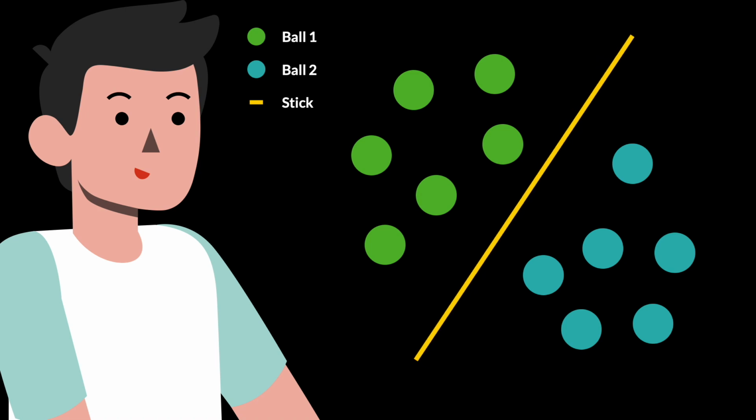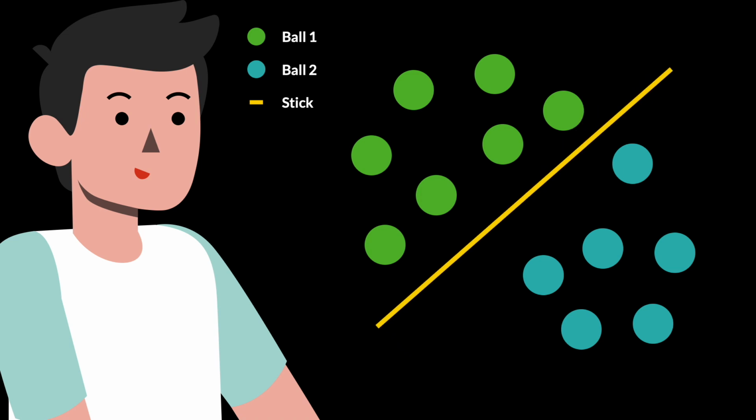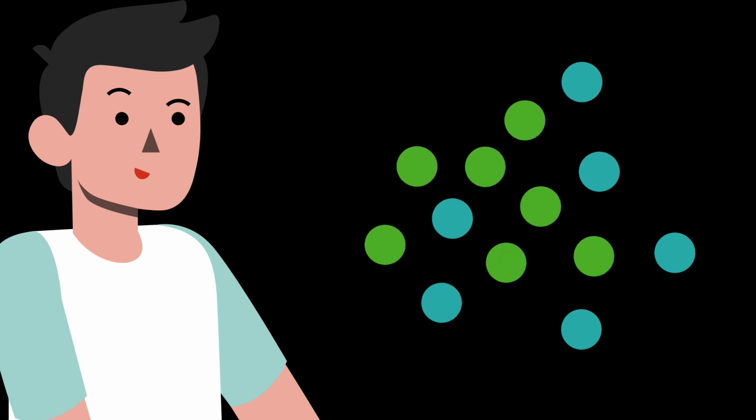Now say we place an additional green ball on the table. Your stick will have to be rotated slightly to fit the solution. After this, you're thrown with a different kind of problem. Your friend jumbles up all the balls on the table. What is it that you would do now?